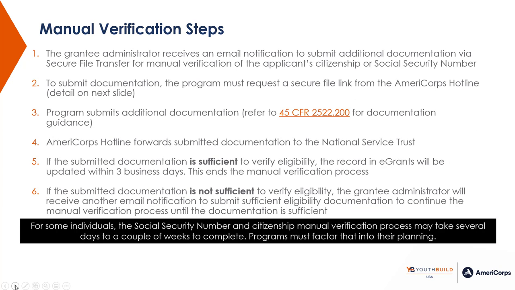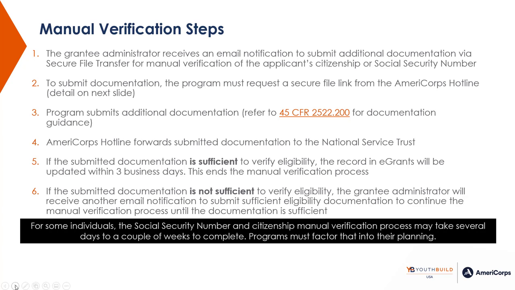If you get that return status, you're going to need to go through a manual verification. What does this mean? This means that you're going to need to submit some additional documentation to AmeriCorps so that they can review that and manually verify that this individual is eligible. That's a large reason why we want to make sure we collect that documentation up front. If this process is triggered, we have that documentation in hand, we can move forward to submitting it.